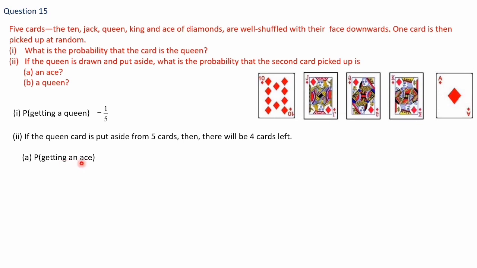So getting an ace in the sense there is only one A. So 1 divided by total is changing, because total we are having only 4. One card you have taken away but you did not keep it back. So probability of getting an ace is 1 by 4.